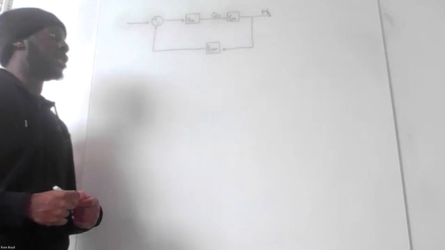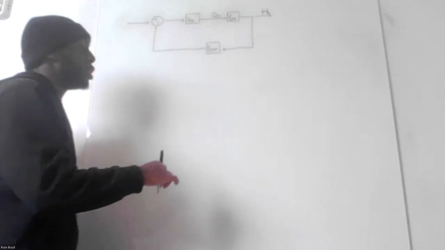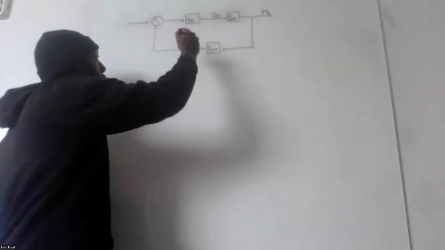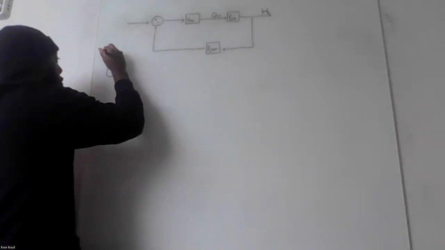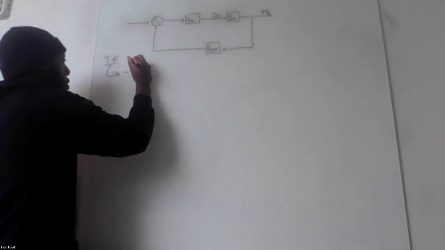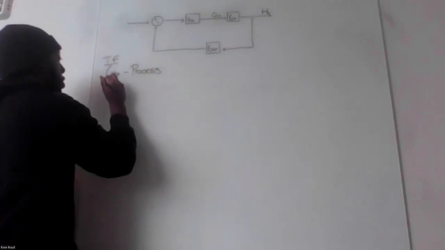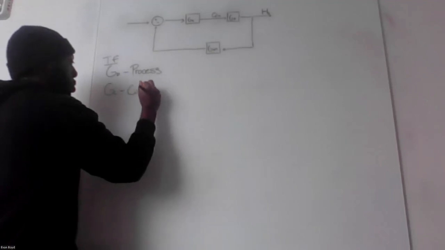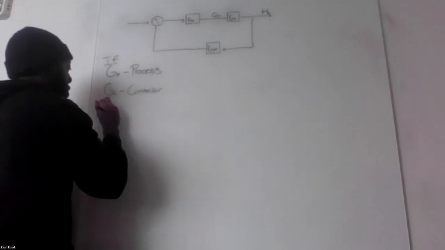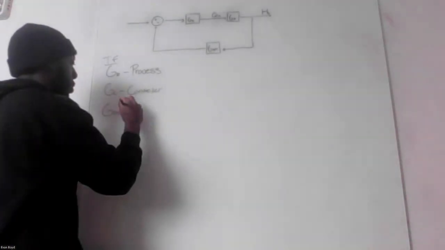But okay. I drew a diagram of how this system will look. We actually start here. This is GP, our process, and GP is all the transfer functions. Then we have GC, which is our controller, and then GM, which is our measurement device.